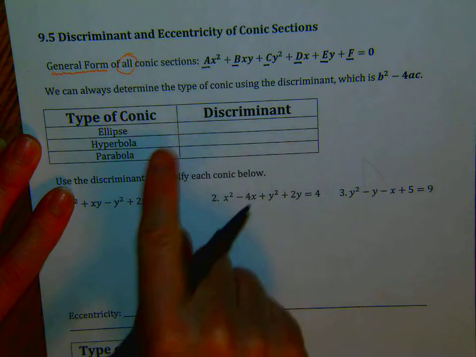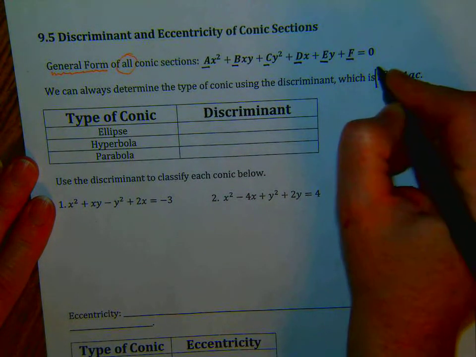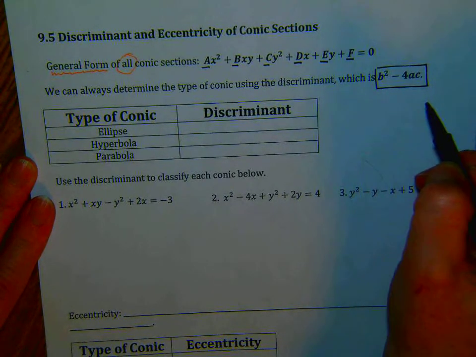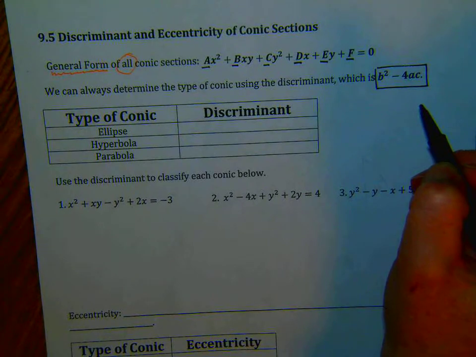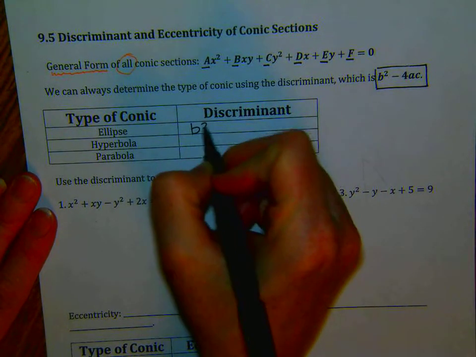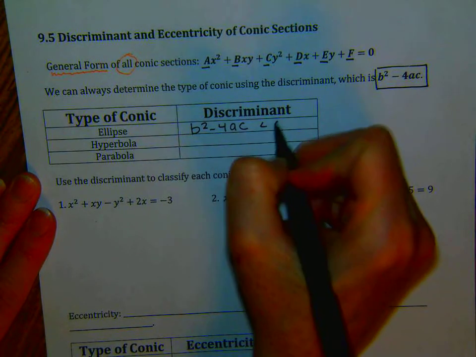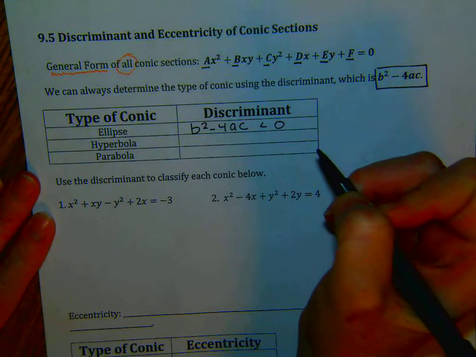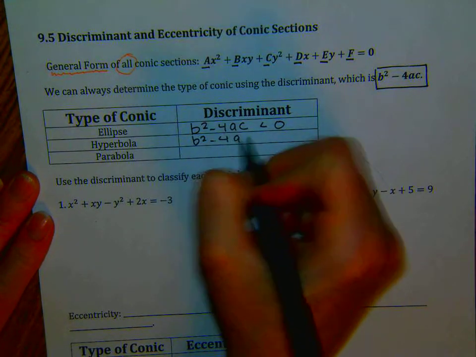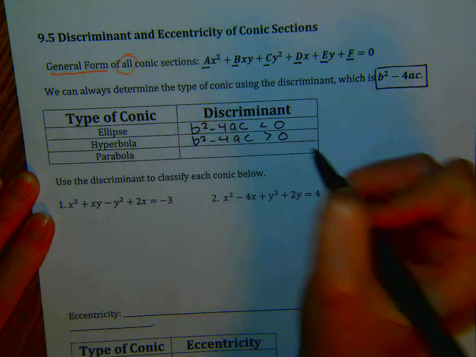All right, we can always determine the type of conic using the discriminant. The discriminant has not changed from the quadratic. Discriminant is b squared minus 4ac. So let's talk about what the discriminant tells us. If b squared minus 4ac is negative or less than 0, then we have an ellipse. If b squared minus 4ac is greater than 0, we have a hyperbola.